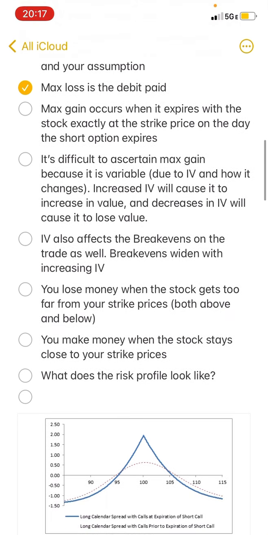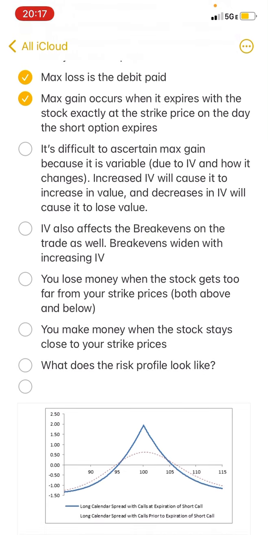So, like I said above, the max loss is the debit paid. If you enter a call calendar spread for a $500 debit, that's the most you can absolutely lose, even if you let the thing go completely to expiration on both ends.